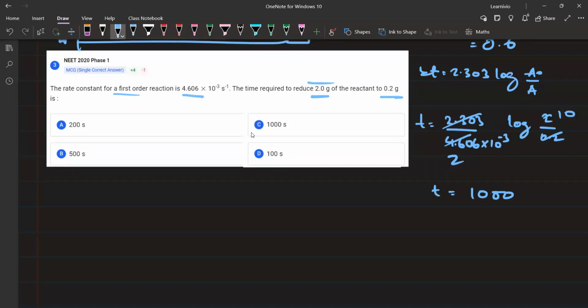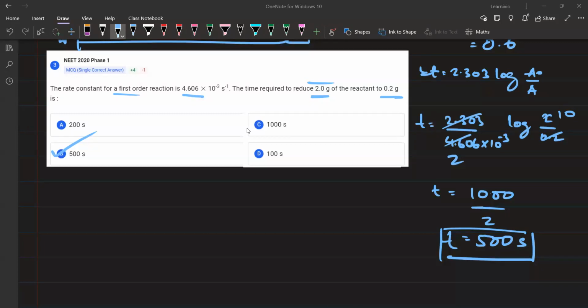Okay. And then here we have what? Log 10. Log 10 will be equal to 1 divided by 2. That is equal to what? 500 seconds. Okay, T will be equal to 500 seconds. Option number B is correct. Not C.